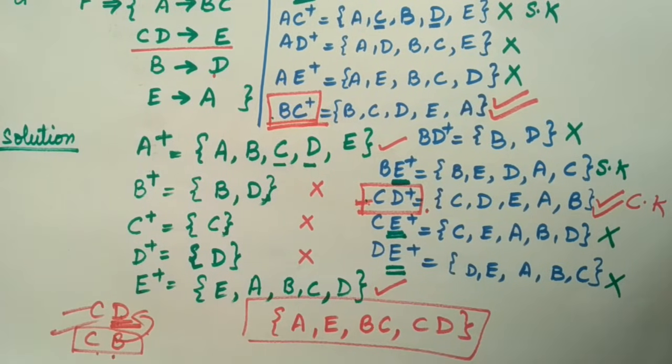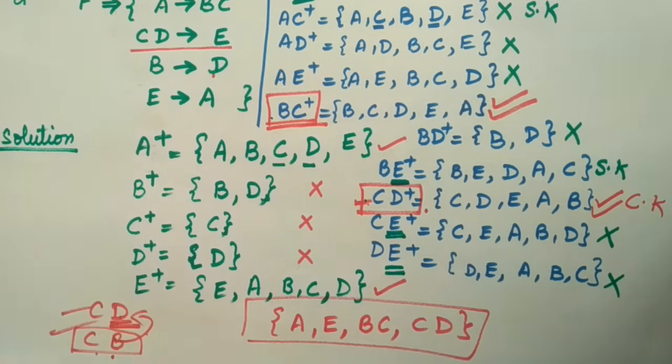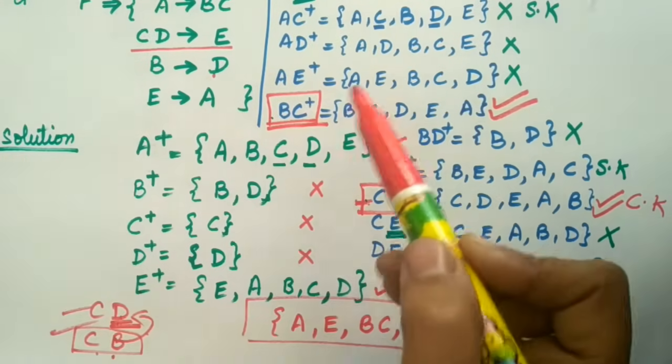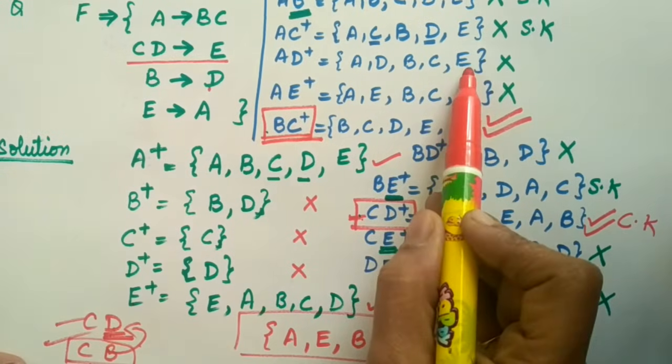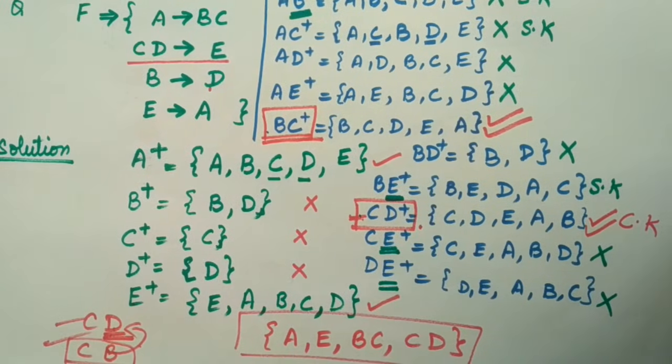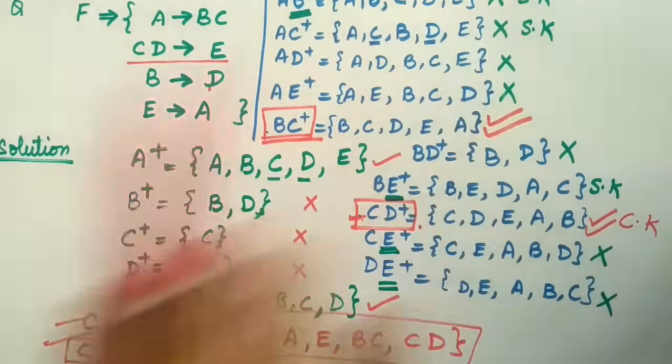Similarly, if you find the closure set with three attributes like ABC, ABD, ABE, all these sets will cover all the attributes, but we will not consider those as the candidate keys because they will form the super key.